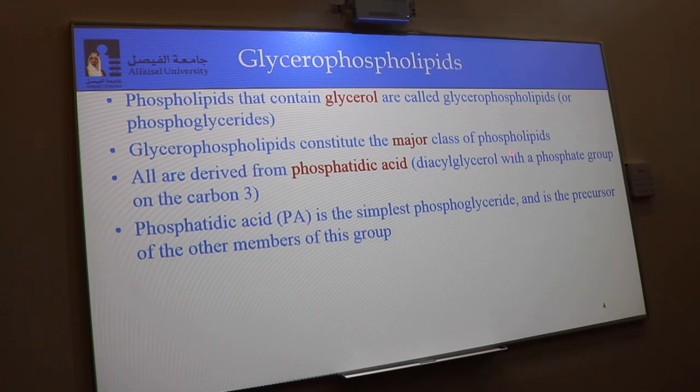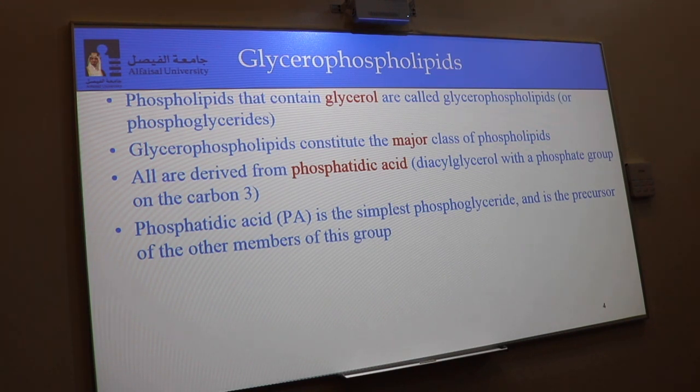What is phosphatidic acid? Phosphatidic acid is made up of the diacyl glycerol. What do we mean by diacyl glycerol? It is the glycerol containing two fatty acids. It's a glycerol where you have attached to carbon number 1 and carbon number 2 fatty acids. And also it contains a phosphate group at carbon number 3. So at 1 we have a fatty acid of glycerol, at 2 we have another fatty acid, and at 3 we have a phosphate. This is called phosphatidic acid. It is the simplest type of phosphoglyceride, and it is the precursor of all the other types of phosphoglyceride.